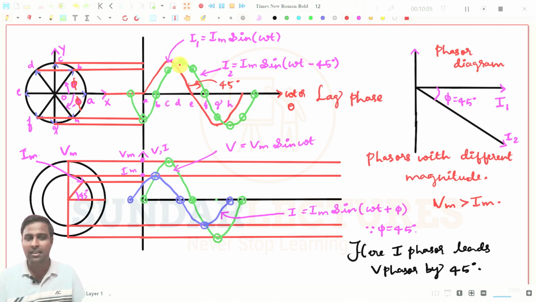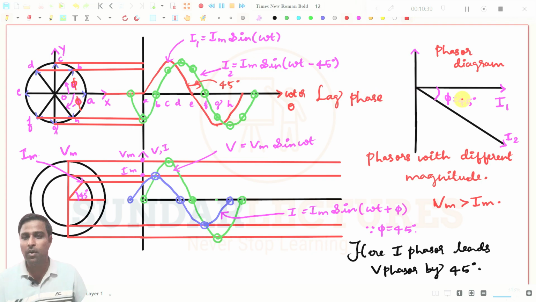Your I2 phase is reaching the maximum value after the reference value. That is the point you have to take. And also you see this 0.0, this is the reference 0, but this is the I2 0. I2 0 has been reached after 45 degree. That is the point you have to understand, which means the I2 phasor is lagging the reference phasor by 45 degree. By 45 degree. That is the point you have to understand here.